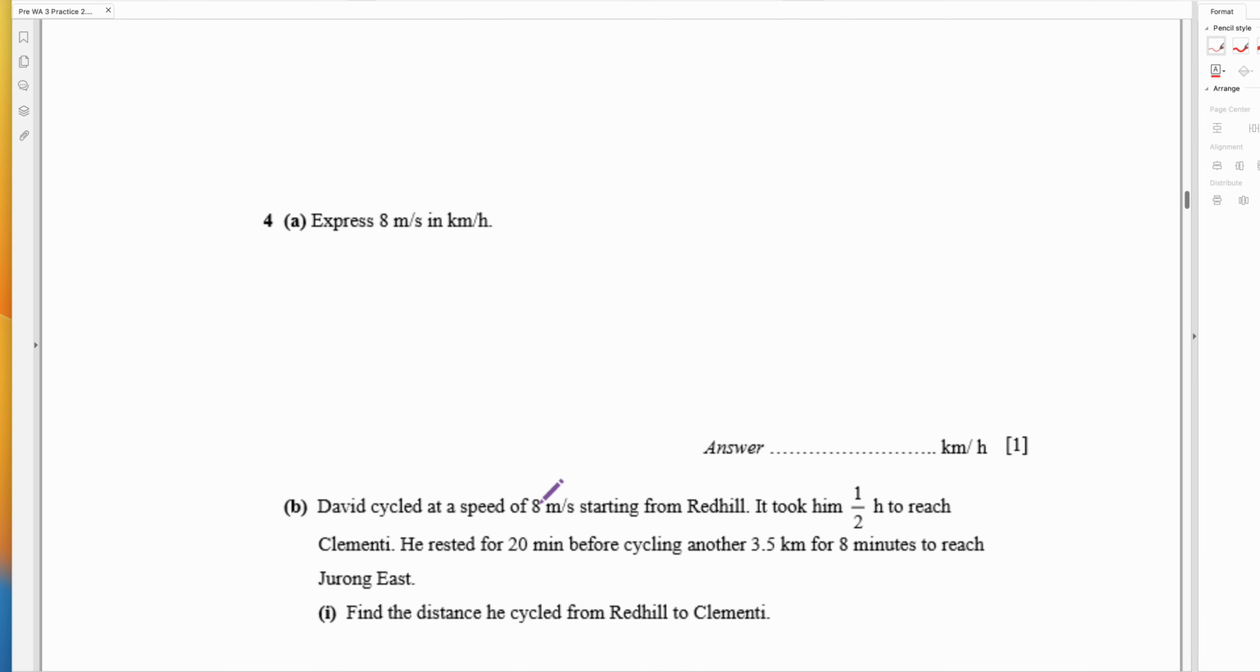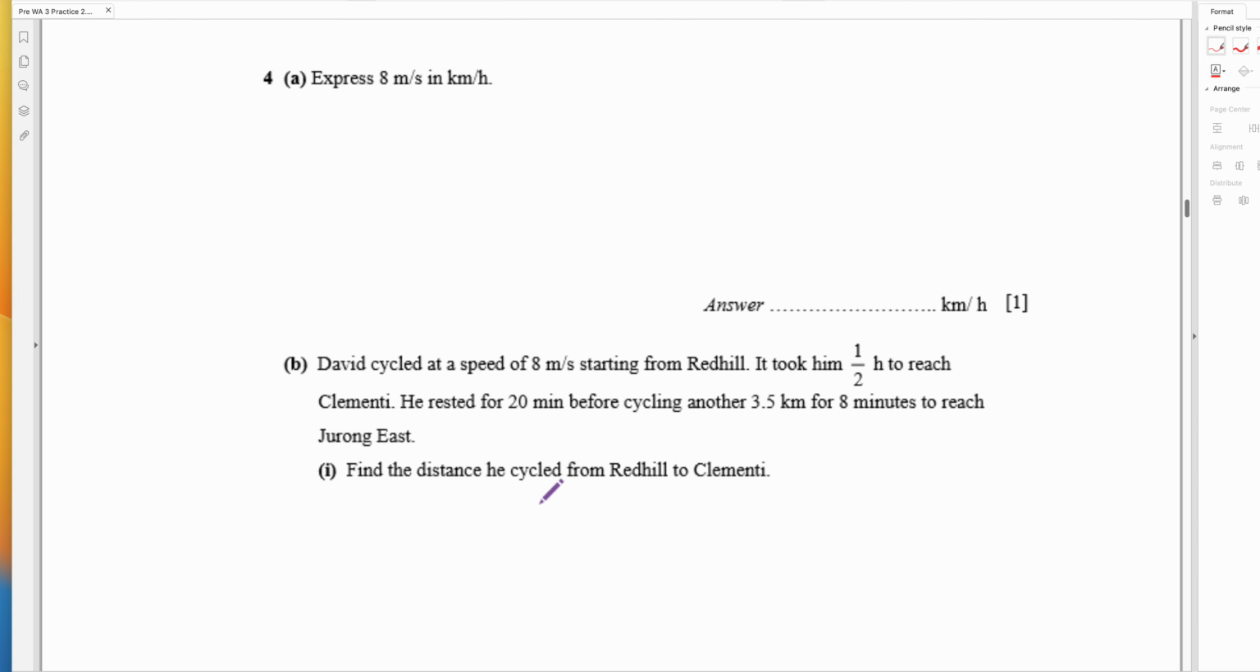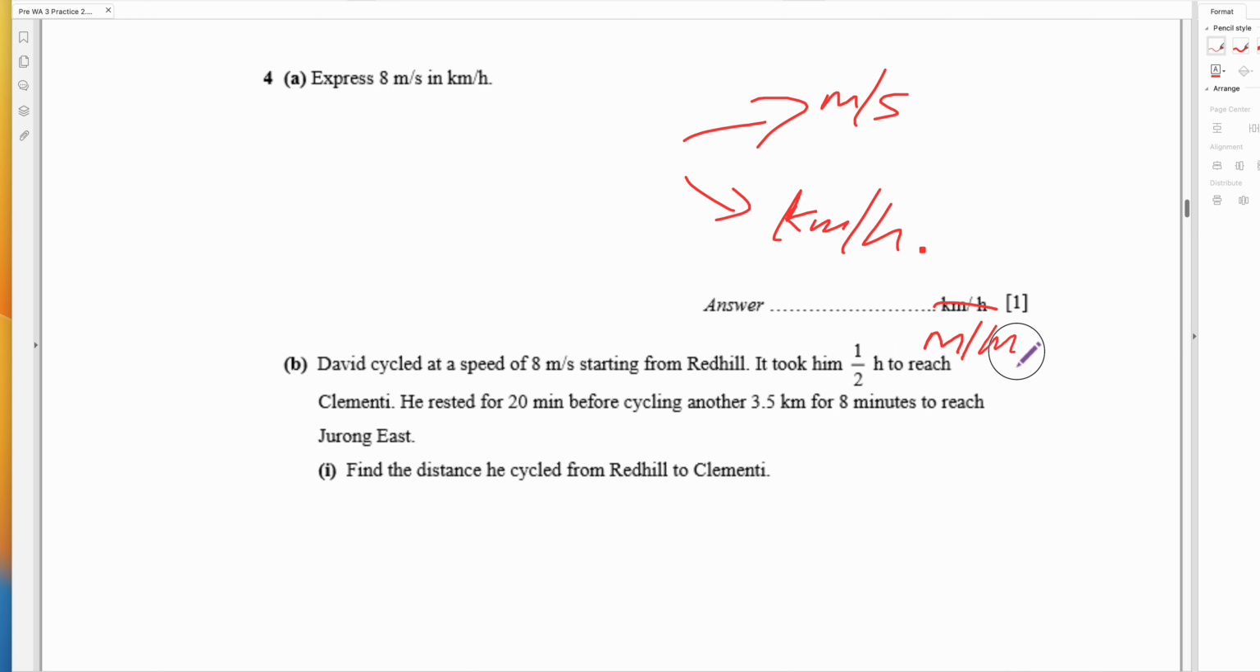Conversion. I love conversion. Never mind. So I just want to let you know, for the speed, there are only 2 accepted units for speed, either one. Okay, and unless the question forces you to use meters per minute, if not, either one.